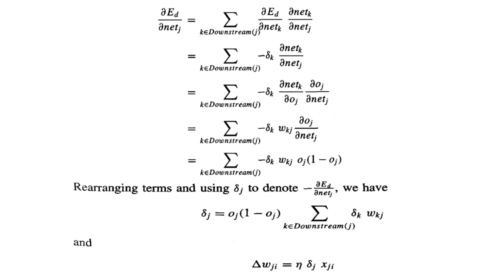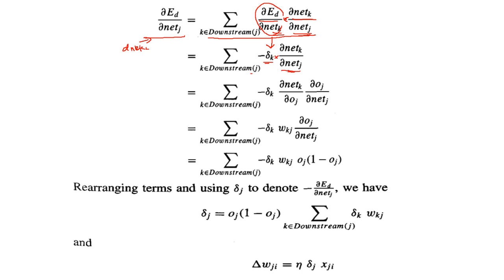First let us take this particular equation, that is differentiation of Ed divided by differentiation of net j. Here we have to include this net k as a chain rule, that is differentiation of net k in the chain rule. Hence we have to rewrite the same equation as summation of k belongs to downstream of j of differentiation of Ed divided by differentiation of net k, multiplied by differentiation of net k divided by differentiation of net j. Okay, and this particular term will be rewritten as minus delta k, just as we have seen in the previous slide. Hence we can rewrite the same equation as summation of k belongs to downstream of j of minus delta k into differentiation of net k divided by differentiation of net j.